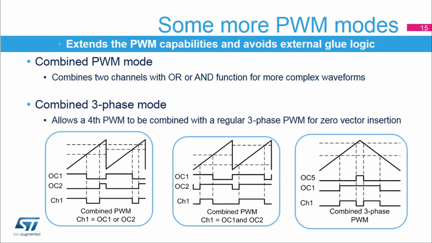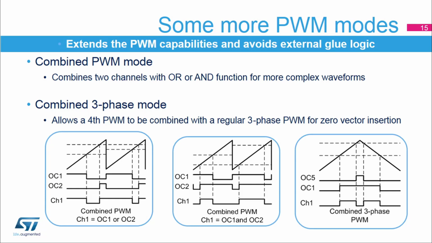The combined three-phase mode specifically targets three-phase motor control applications. In this case, channel 5 of the timer can be combined with any of the three channels, 1, 2, or 3, to insert a low state in the middle of a centered pattern PWM signal. This mode greatly simplifies the implementation of low-cost current sensing techniques for three-phase motor control, using a technique usually referred to as zero-vector insertion.